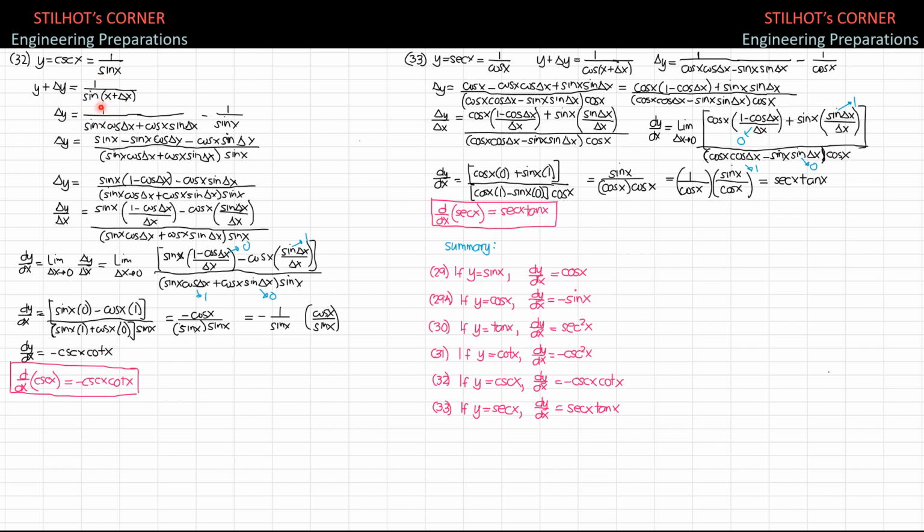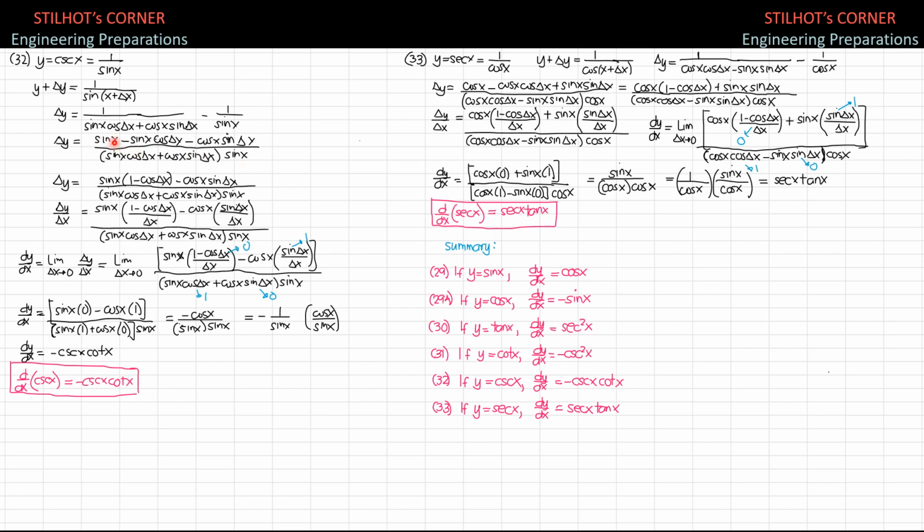So delta y is 1 over the expansion of sine, sine x cosine delta x plus cosine x sine delta x, minus y, which is 1 over sine x. So by algebra, sine x times 1 is sine x. Then negative 1 times this, so we just copy negative sine x cosine delta x and negative cosine x sine of delta x, all over the LCD, which is this denominator as a product, sine x cosine delta x plus cosine x sine of delta x, times sine of x.